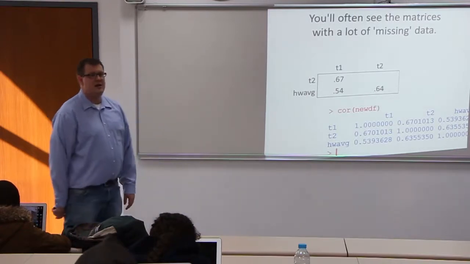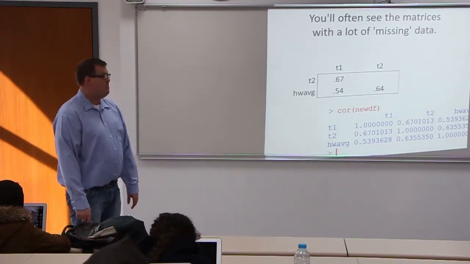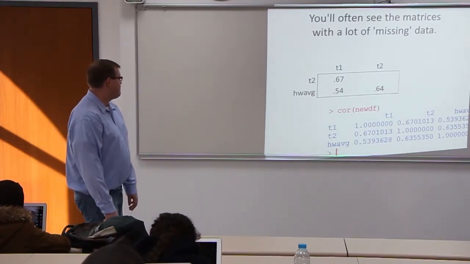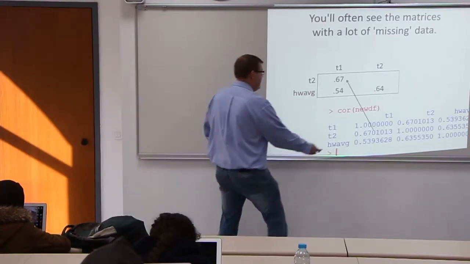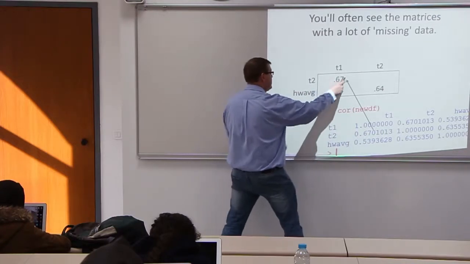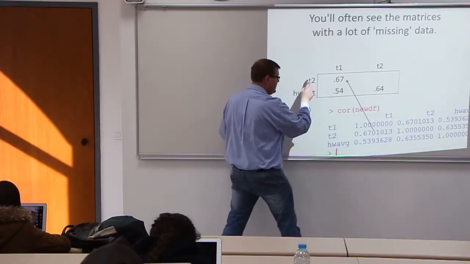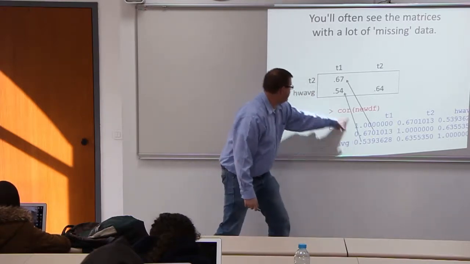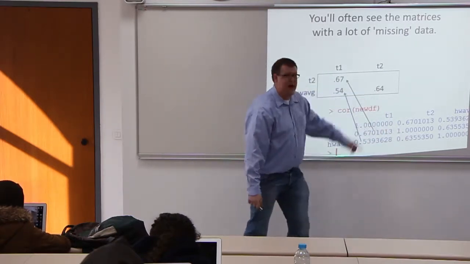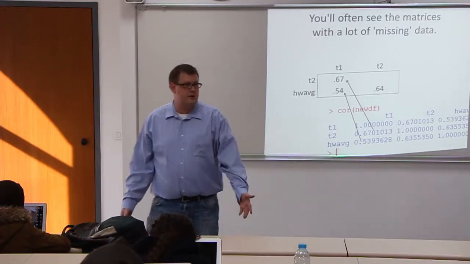Okay, so here's a matrix with even more missing data. What do we have here? So notice that this is this. The correlation between test 1 and test 2, this is that, this is that. What else has been eliminated?